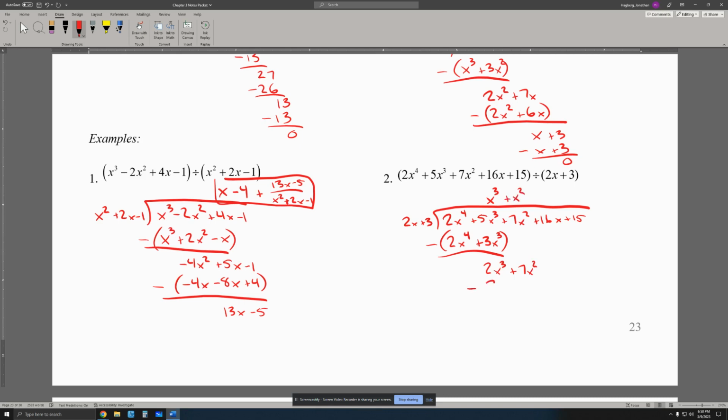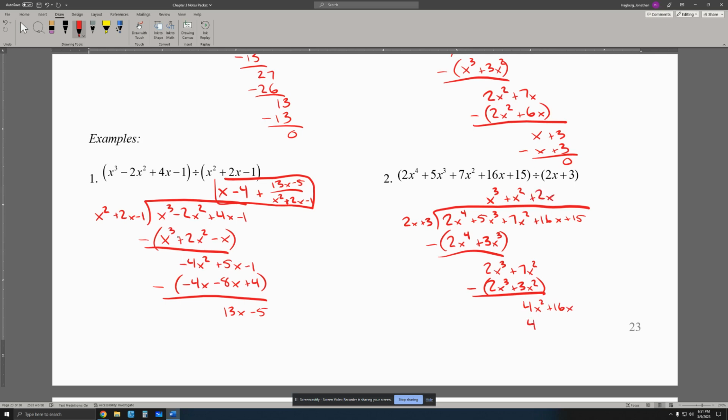And so now we can subtract. We get 2x cubed plus 3x squared. We're going to subtract that whole quantity. And we get 4x squared. We'll bring down our 16x. So we have to multiply the 2x to get to 4x squared. We multiply by 2x.